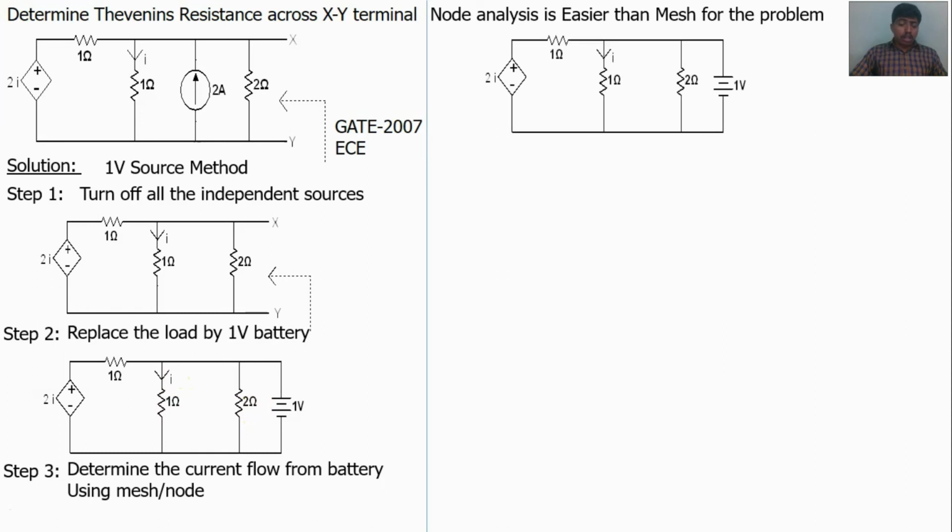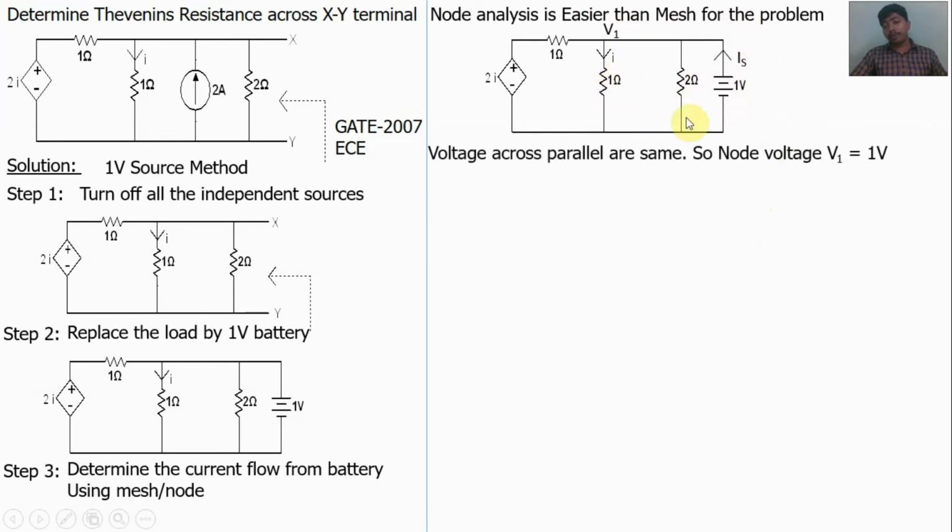So let us take the node voltage V1. For the node analysis concepts, our objective is to find node voltage, but here node voltage is directly given. Node voltage means this point to ground. This point to ground is directly 1 volt source is given. So node voltage is directly given 1 volt. So V1 is equal to 1 volt because voltage across parallel are same. Okay. So node voltage is equal to 1 volt.